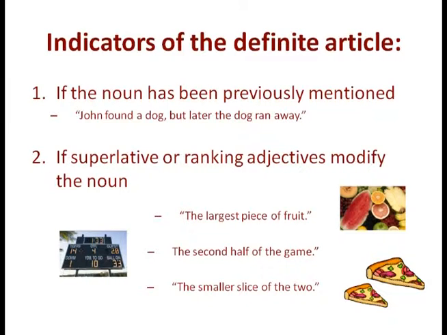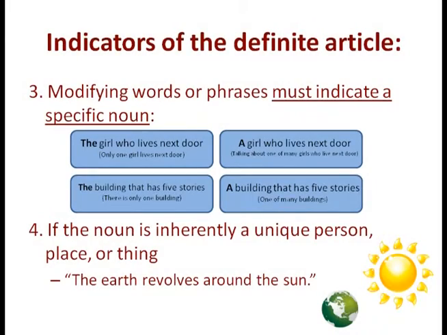For example, you say, the largest piece of fruit, the second half of the game, and the smaller slice of the two. Other modifying words and phrases may have the same function as well, such as the girl who lives next door, and the building that has 5 stories. However, these phrases will not always use the definite article. You could be talking about any building that has 5 stories. Once again, the correct article depends on whether or not the speaker is communicating something specific.